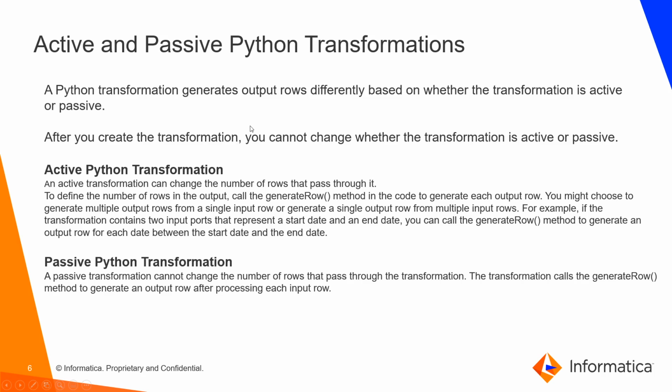Also, we support both active and passive Python transformations. These transformations generate output rows differently, based on whether the transformation is active or passive. But after you create a transformation, you cannot change it from active to passive or vice versa.